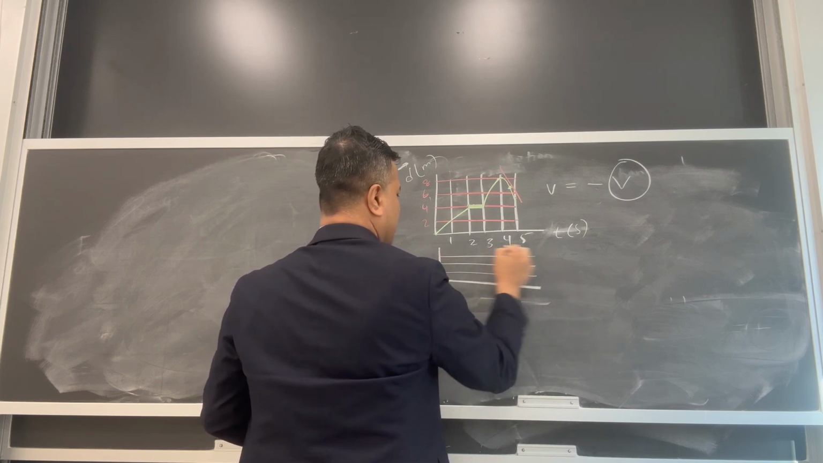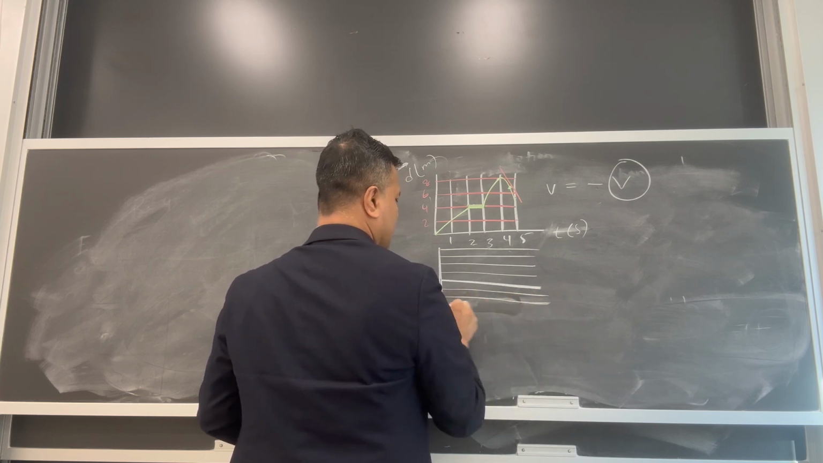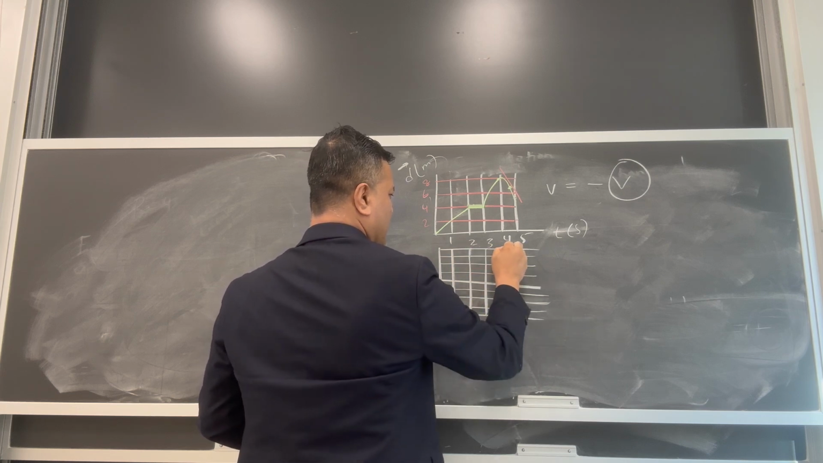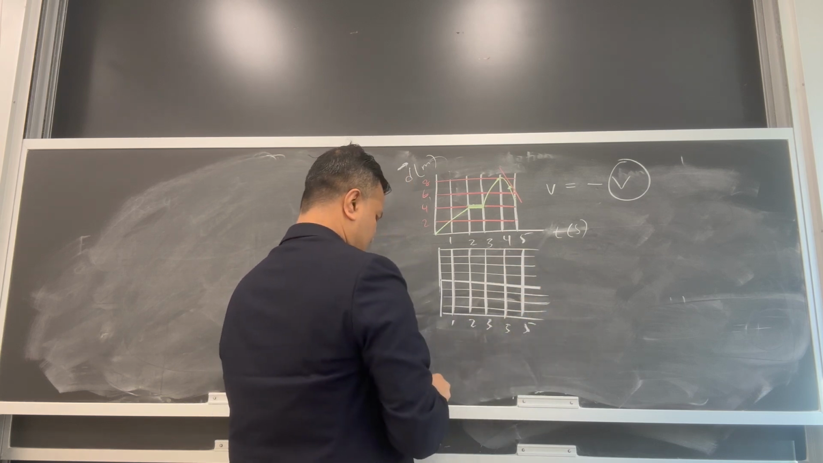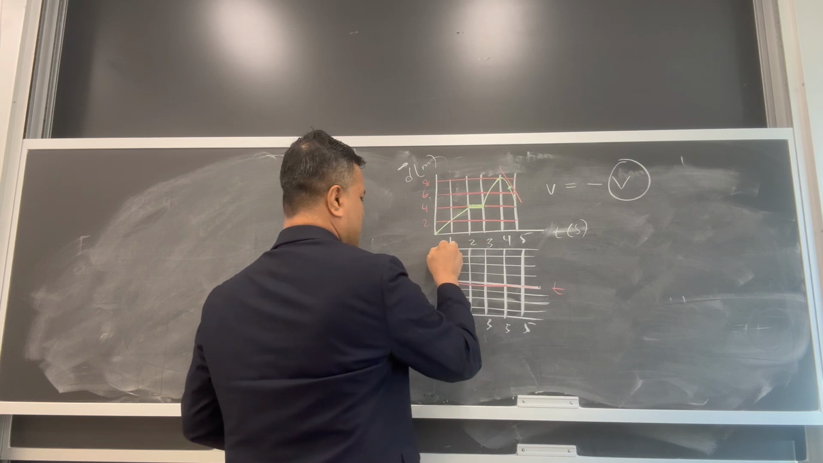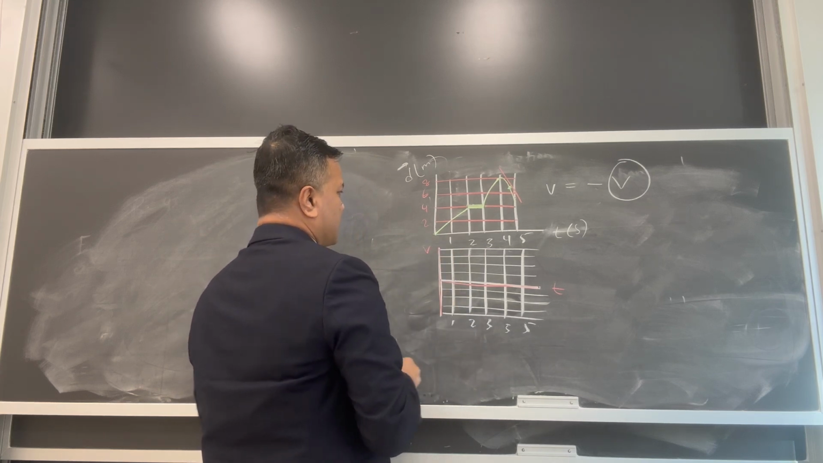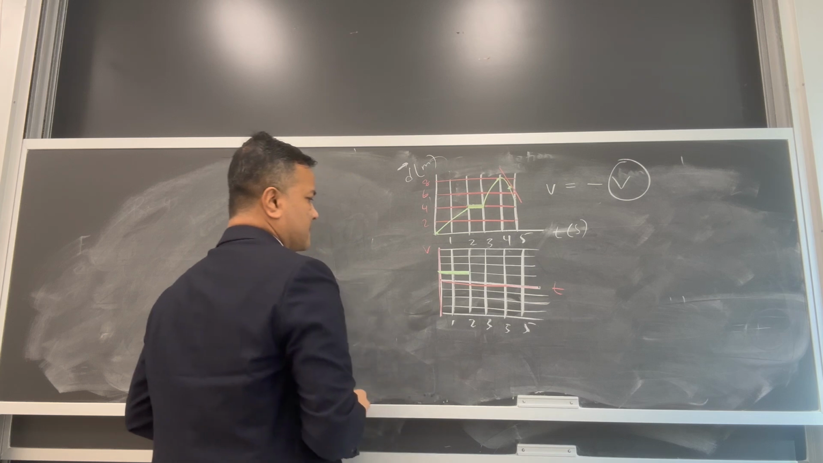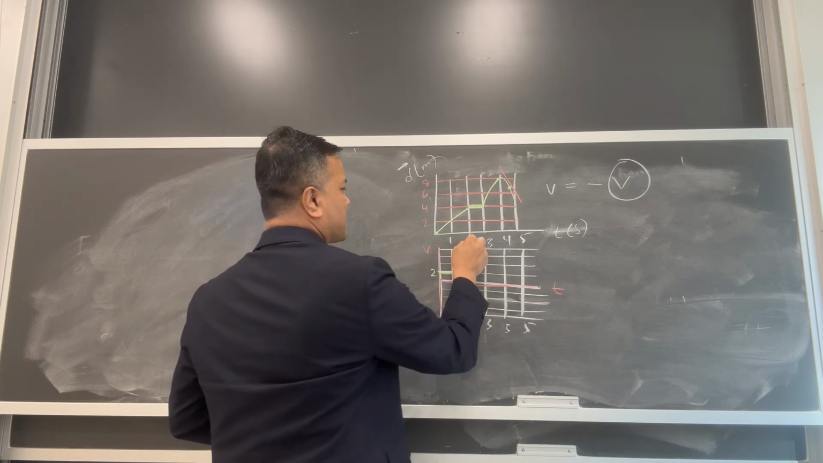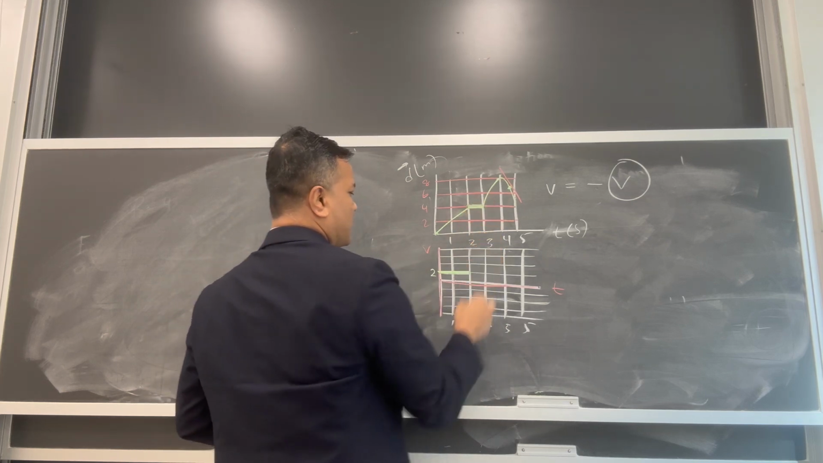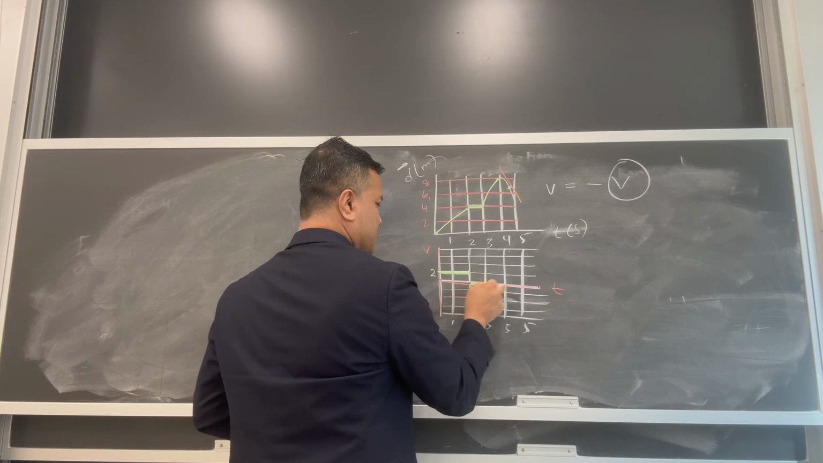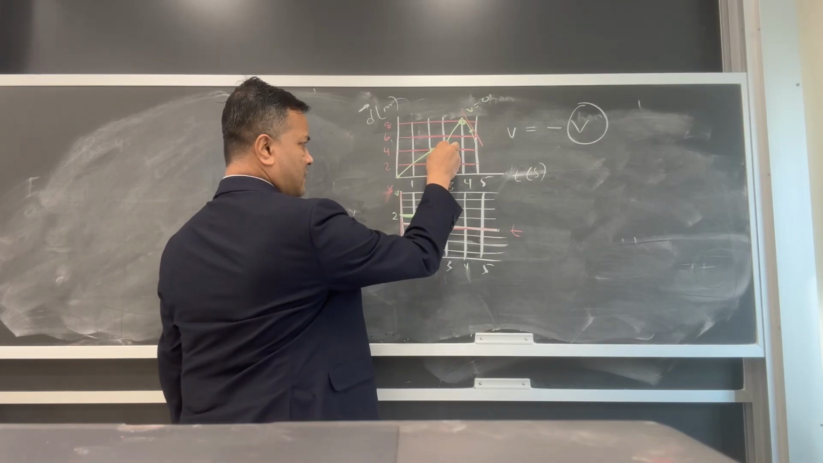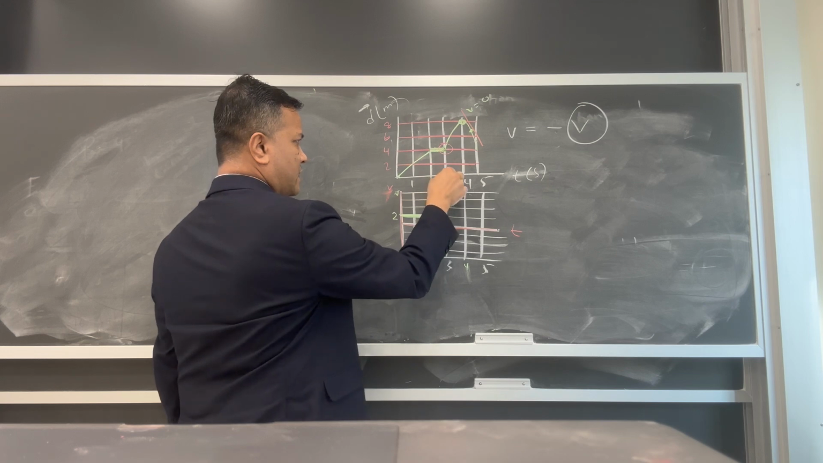1, 2, 3, 4. 1 second, 2 seconds, 3 seconds, 4 seconds, and 5 seconds. Let's make sure this is your time and this is your velocity. Velocity from 1 to 2 seconds is 4 divided by 2, which is 2 meters per second. Let's put 2 over here. Velocity from 2 to 3 seconds would be 0 divided by 1, which is 0 meters per second. Velocity is 0 over here at 3 seconds.